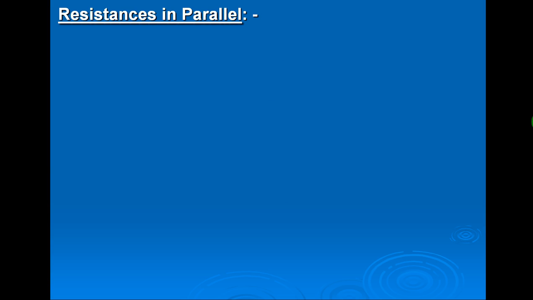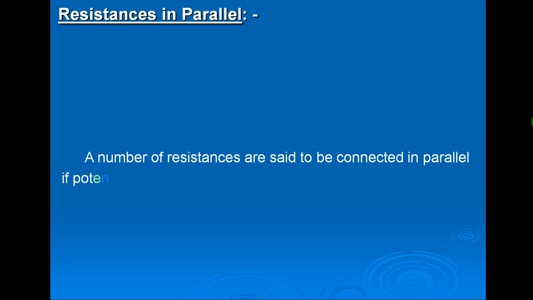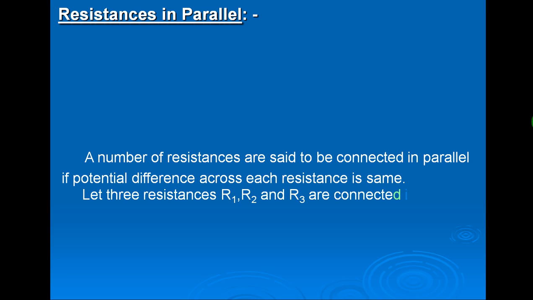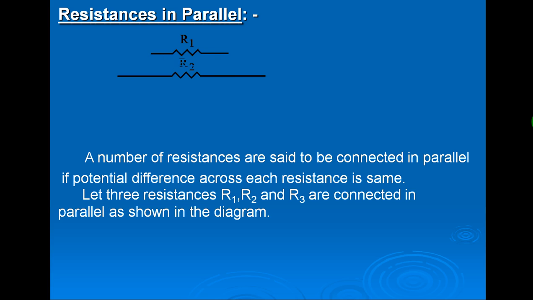Now, resistances in parallel. A number of resistances are said to be connected in parallel if the potential difference across each resistance is the same. Let three resistances R1, R2 and R3 be connected in parallel as shown in the diagram. This is resistance R1, resistance R2 and resistance R3. They are connected in parallel.